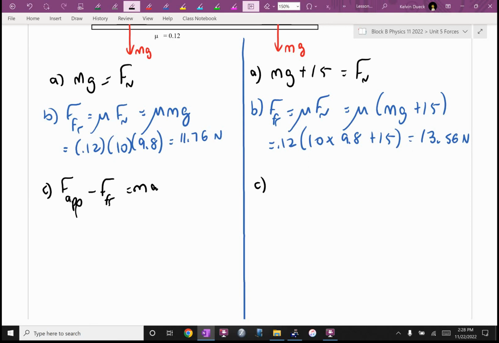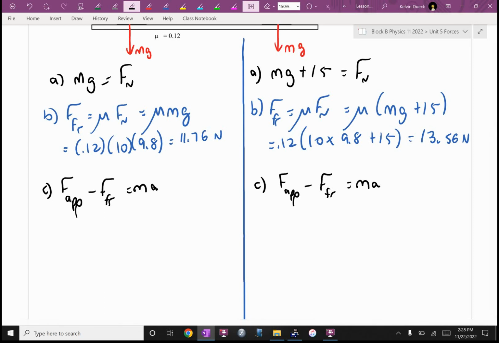Does that mean I'm going to get the same answer? No, because the numbers are going to be different. But it is the same tug of war. The tug of war is between F applied and friction. Riley, what does D want me to do?